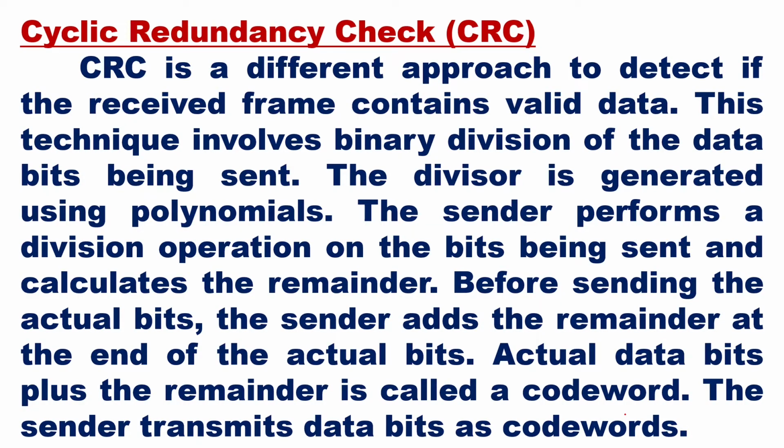Then we'll go to see the next method, which is called cyclic redundancy check, CRC. CRC is a different approach to detect if the received frame contains valid data. This technique involves binary division of the data bits being sent. The divisor is generated by using polynomials, that is, depending upon the positions of the logic ones. The sender performs a division operation on the bits being sent and calculates the remainder. Before sending the actual bits, the sender adds the remainder at the end of the actual bits. Actual data bits plus the remainder is called a code word. The sender transmits data bits as code words. This concept also you'll understand once we take an example here.